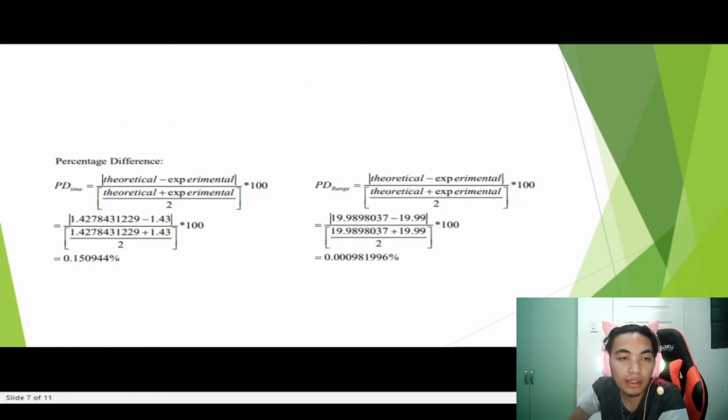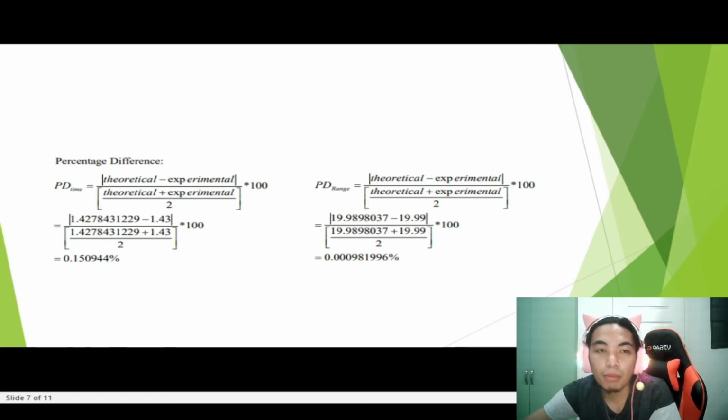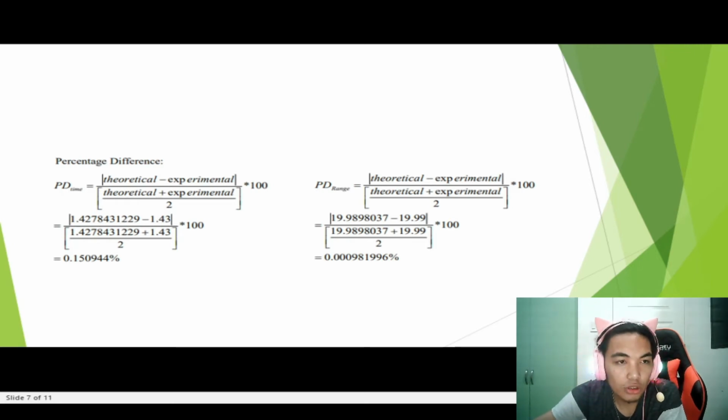So in getting the percentage difference, we will be equating theoretical minus experimental divided by theoretical plus experimental divided by 2, multiplied by 100. So for our percentage difference for time is equal to 0.15%, while the percentage difference for our range is equal to 0.00098.